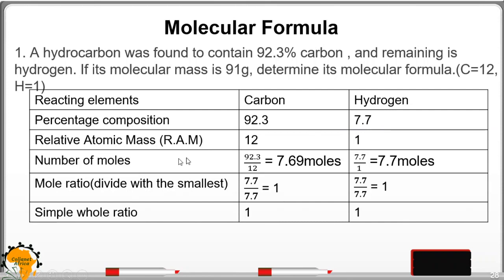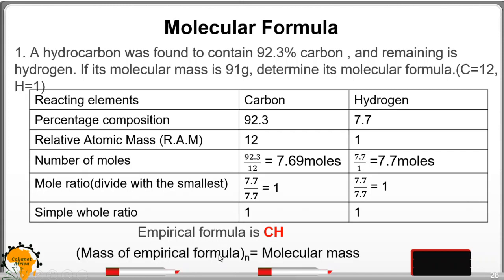So number of moles, you divide the percentage by the RAM to get 7.69, and the other one you get 7.7 mole. Mole ratio, you divide by the smallest. 7.7 divided by 7.7, you get 1. So the simplest whole ratio would be 1:1. So the empirical formula for this hydrocarbon will be C1H1, written as CH.